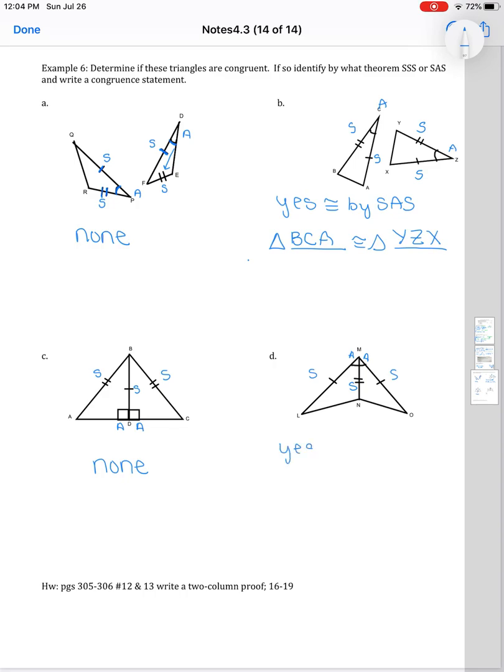All right, here we go. So we've got side, we've got another side, and we have an angle. So if it's an angle, we're thinking side, angle, side. But the problem is that angle has to be between the two sides, and it is not. So this is another instance where none would work.